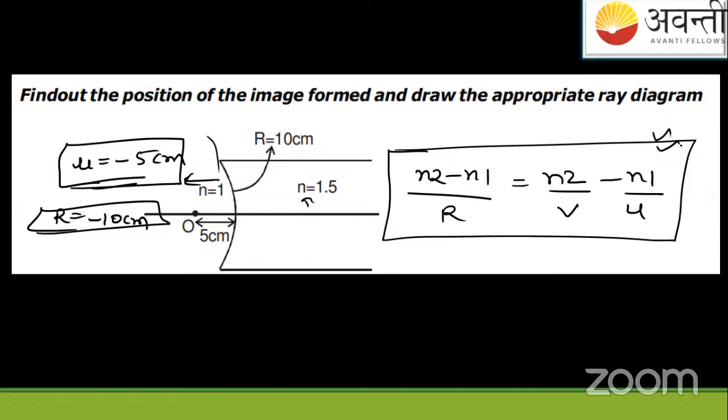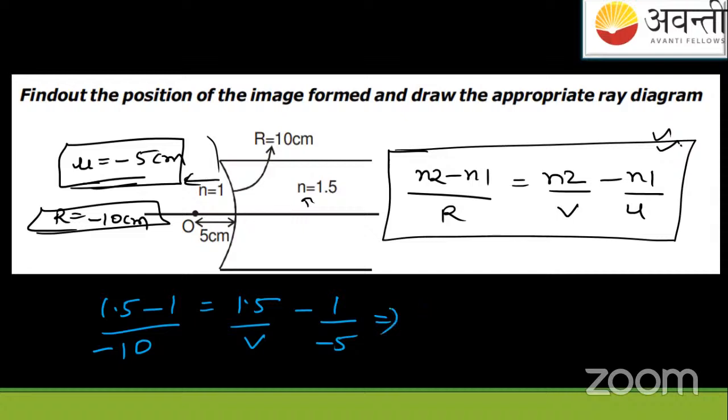Has it been done? You have solved it? No reply? Okay, I am solving it. Just focus. Apply the formula. 1.5 minus 1 upon the radius of curvature, which is minus 10, and n2 is 1.5 upon v minus 1, which is n1, upon u, which is minus 5 centimeters. So ultimately you will get, equals to minus 1 by 20.